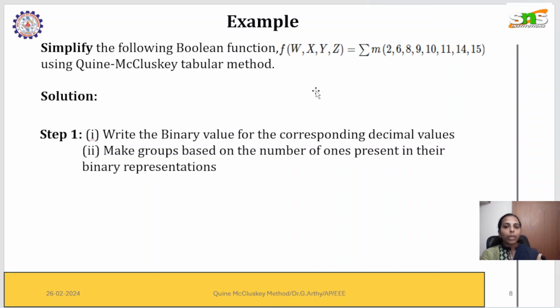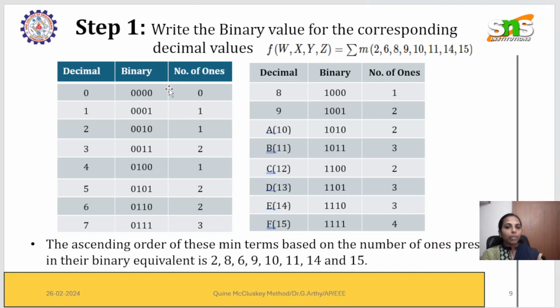Here I have considered only a 4 variable Boolean expression, that is, the variables are w, x, y and z, and these are the minterms related with this. First thing we need to do is write the binary value of the corresponding minterms. These are decimal values, so we have to write the corresponding binary values. This is the binary value from 0 to 15, represented in binary form. And this is the number of ones available in every binary representation.